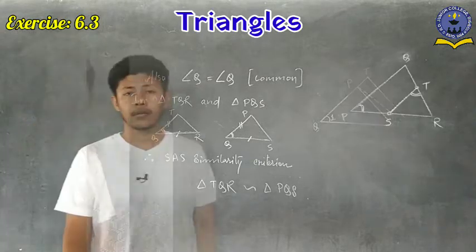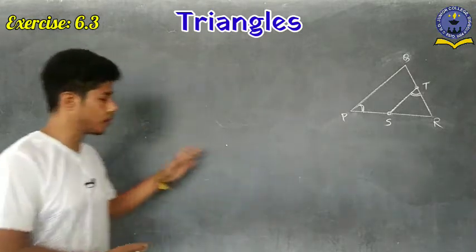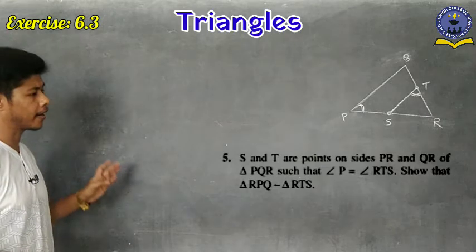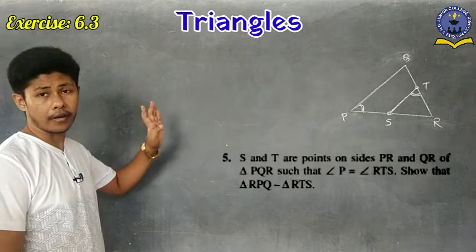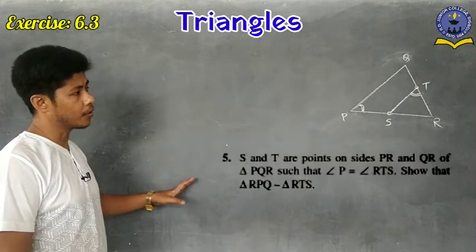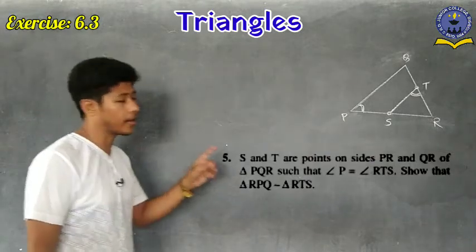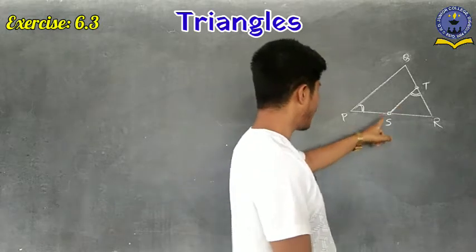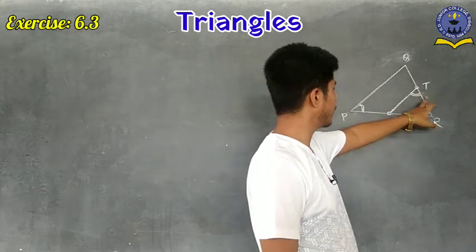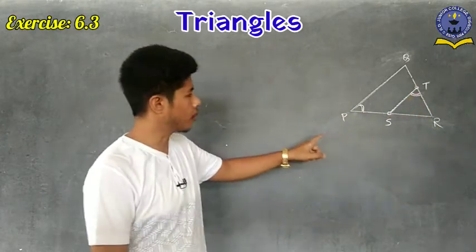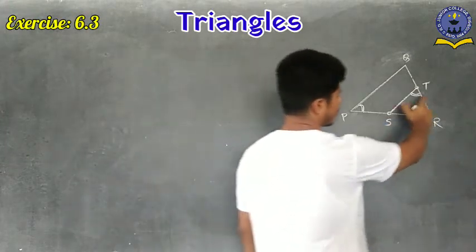Is it clear? Okay. After completing question number 4, now the next question is here. If you see, question number 5 is given here, and in this question the diagram is not given. So we have to draw the diagram by ourselves. So the diagram is drawn here. Is it clear? And in this question, two points are mentioned, S and T. S on PR as well as T on QR. Any point we can put anywhere. So two points are given, one on PR, another on QR. So those two points are S and T.